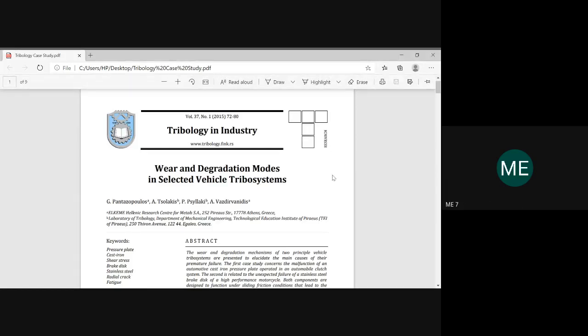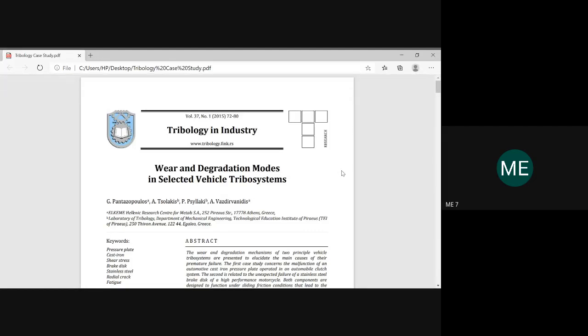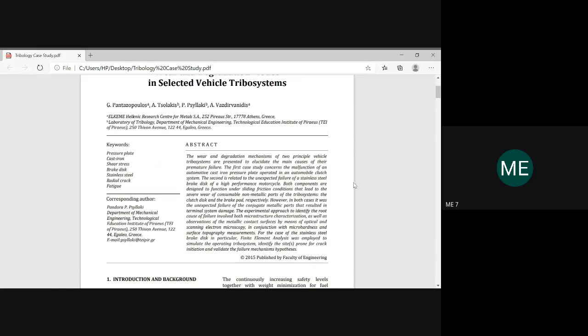Yes, ma'am. So you have to study this case study, which is on tribology in industry. It is a journal paper published in 2015. They are focusing on the concepts of friction and wear, and how they relate to two case studies. You can see that the wear and degradation mechanisms which come across two principal vehicle tribo systems are presented here. It will tell you the main causes for their premature failure. It is mainly due to wear, friction and other mechanisms which get degraded due to this wear and friction. So here they have made an in-depth analysis of two case studies.